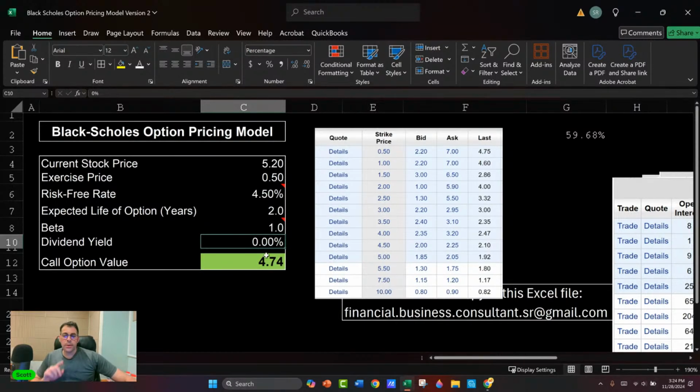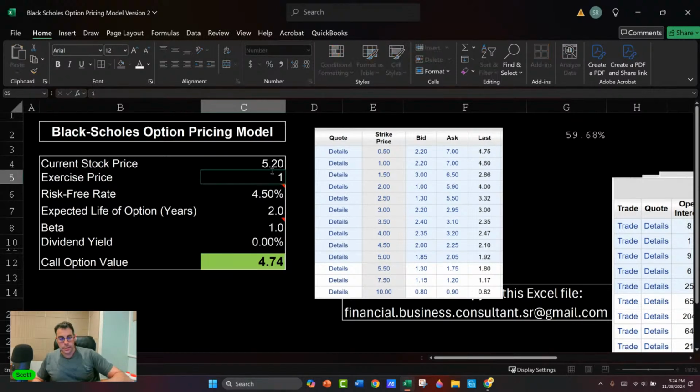Okay, so if you go really deep in the money, look at it. It's trading almost exactly where it last traded. This shows you this calculator is pretty good. Look at the value of this option when I put in all the parameters: it's 474. Look what its last price was, 475. Let's go really outside the money to $10.